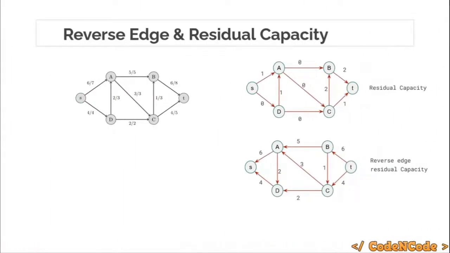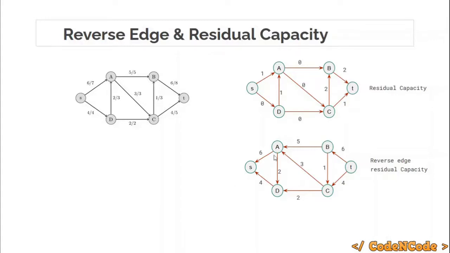So if I show you with an example, if this was the original graph, then this represents the residual capacity of each edge, and this represents the reverse edge residual capacity. You can see the capacity of this edge is 7 and the amount of flow through this edge is 6, so of course the residual capacity is 7 minus 6, that is 1.